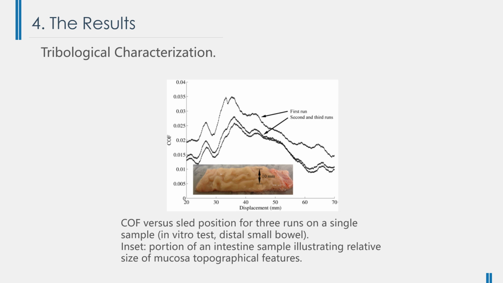There is no significant difference in the coefficient of friction for proximal, middle, and distal regions of the small bowel. The figure shows the coefficient of friction versus sled position for 3 runs on a single sample taken from the distal small bowel. The coefficient of friction varies over the length of the test segment. The explanation is that the local changes in topography due to the many wrinkles and folds in the muscular mucosa affect the coefficient of friction.